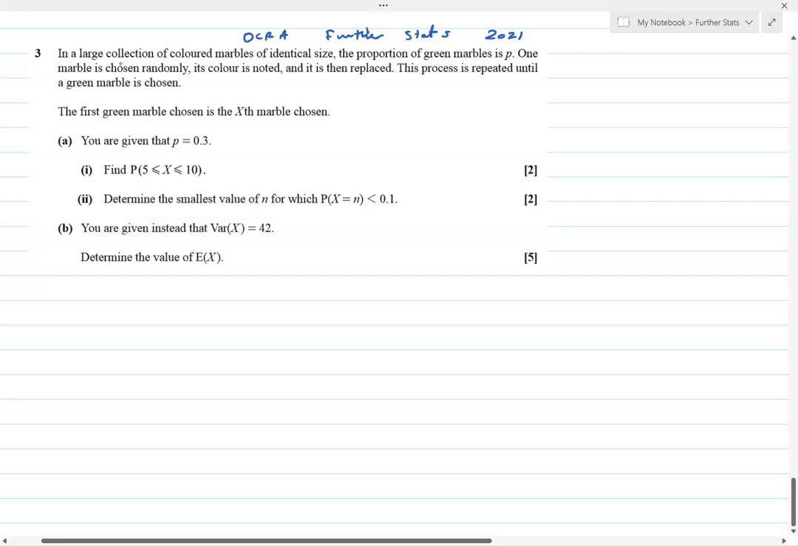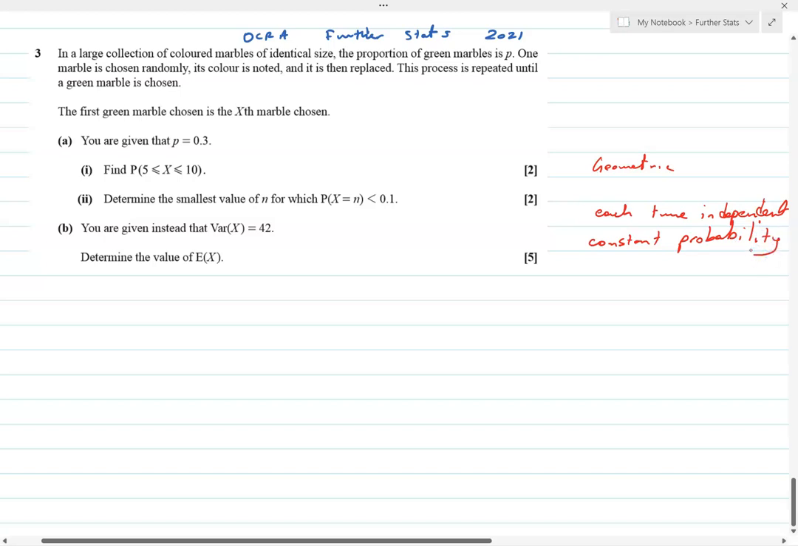Conditions for a geometric distribution are that each trial is independent, and there is constant probability. And we're basically waiting for something to happen. We're recording the number of trials until something happens. In this case, it's about green marbles.